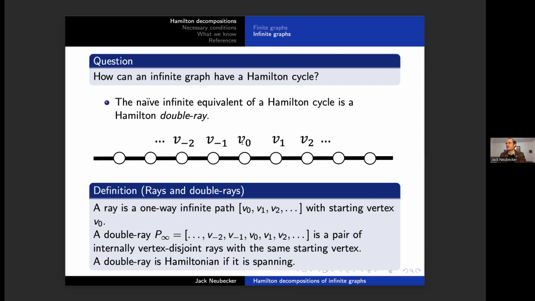And you'll note then that this is too regular, just like a Hamilton cycle is. So if this happens to visit every vertex, then we'll call it a Hamilton double ray. And the goal of a Hamilton decomposition is that we want to color all of the edges in our graph so that each one of those colors forms such a Hamilton double ray. So what does that look like in practice?